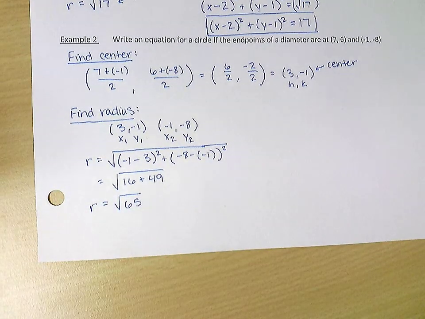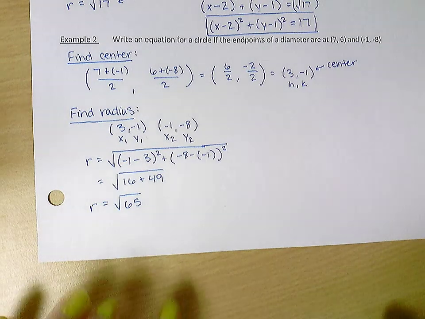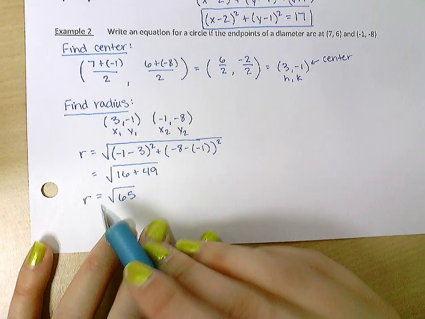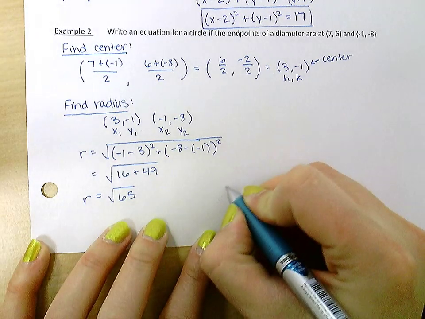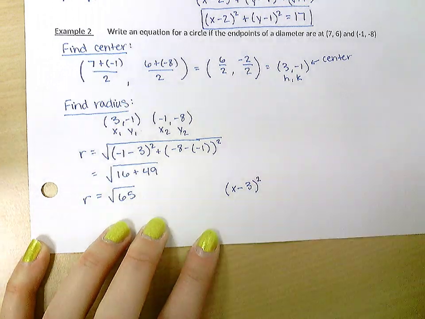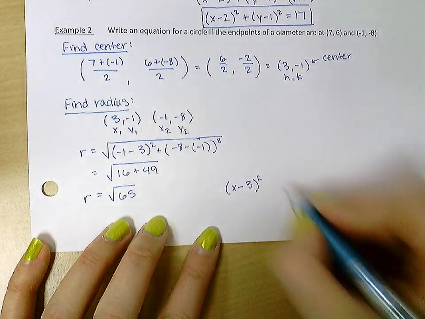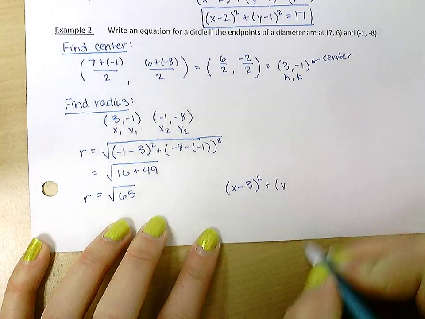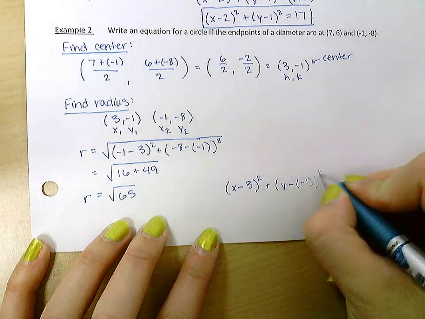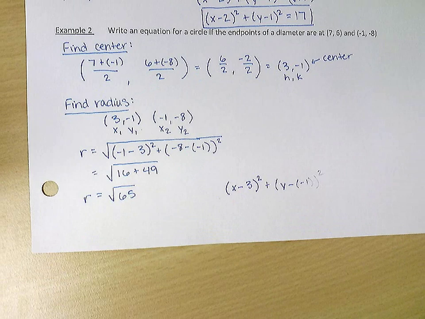Again, leave it as a square root, because once you plug it into your standard form, you will square it, and that square root will cancel. So from here, I can just plug it into that standard form using h, k, and r. We have x minus our h value, which is 3, quantity squared, plus y minus our k value, which is -1, that quantity squared.